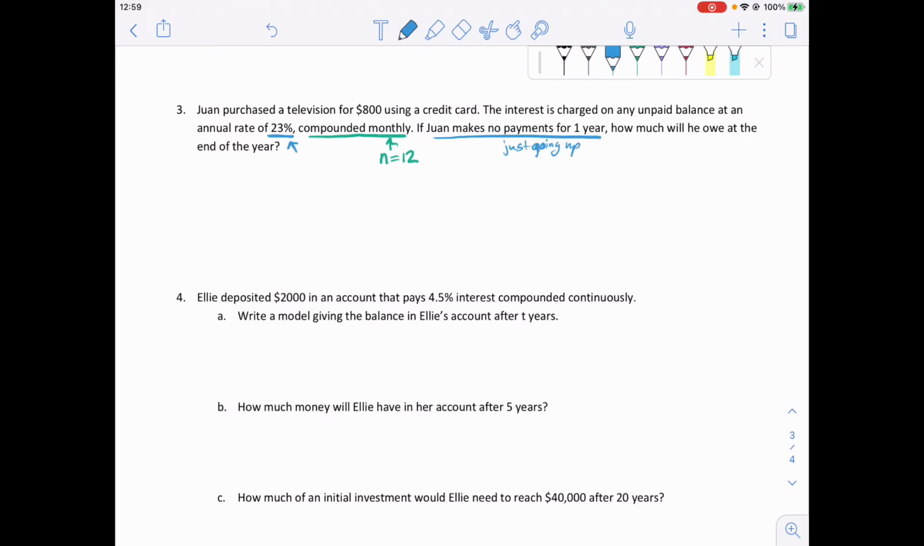How much will he owe at the end of the year? So our T here is going to be 1. This is compounding interest, so we're going to use this formula: A of T equals P times 1 plus R over N to the N T. Our R is going to be 0.23 because we've got to make it a decimal or a proportion. Interest is something we accrue, something that goes up, so that means R is positive. This interest is always more money we owe, right? And this 800 is our principal amount.